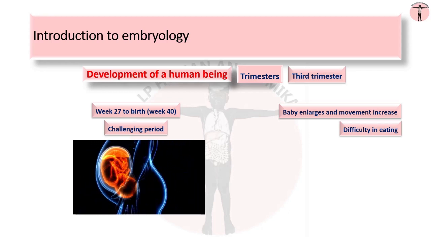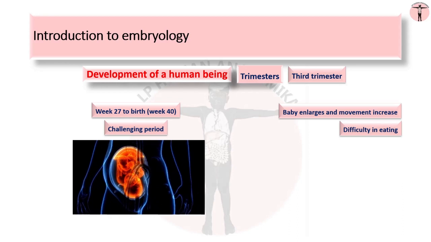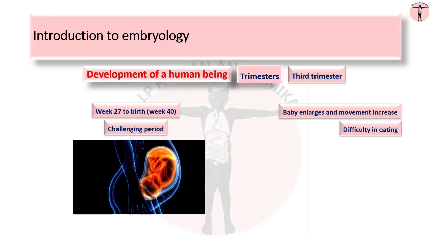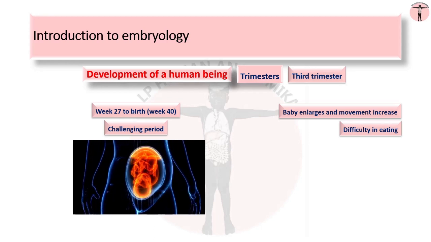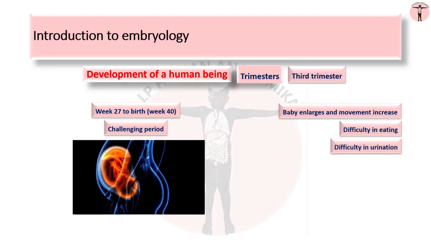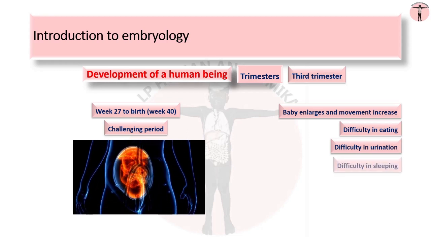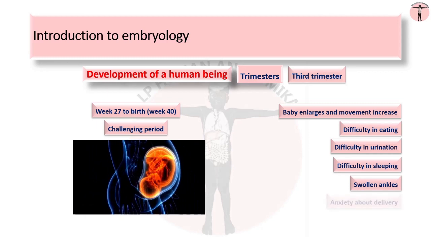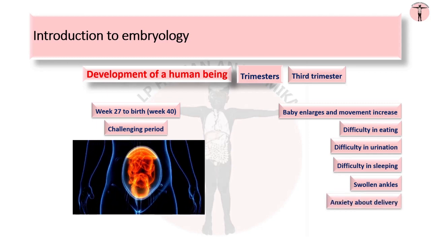Due to the enlargement of the uterus, the following will be difficult. It will be difficult to eat. Surrounding structures will start getting compressed. Difficulty in urination, sleeping difficulties, swollen ankles, and anxiety about the delivery.